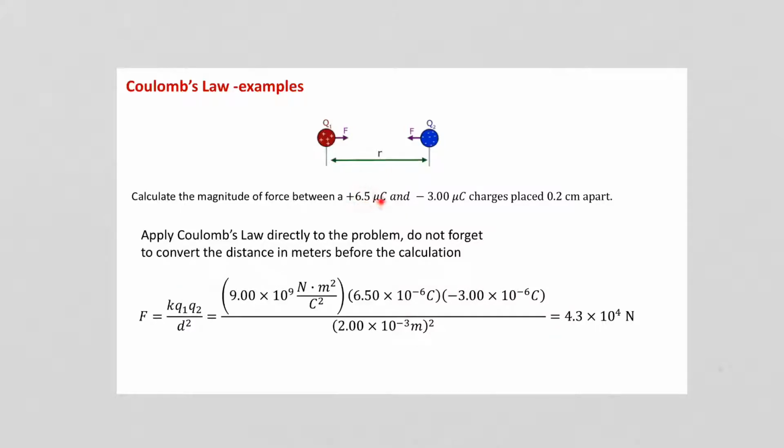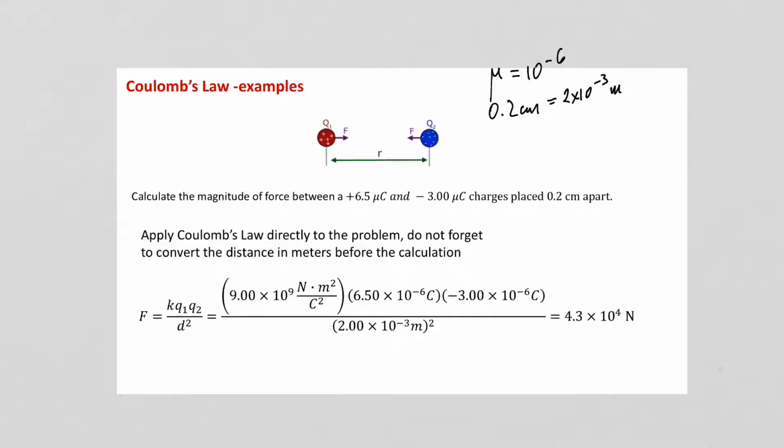However, notice that the values of the charges are presented with prefixes, and we cannot calculate with those. We have to convert them into powers of 10. So the prefix micro corresponds to 10 to the negative 6th power. So I will replace micro here and here with times 10 to the negative 6th power. So the first charge will become 6.5 times 10 to the negative 6 coulombs. The second charge will be 3 times 10 to the negative 6 coulombs.